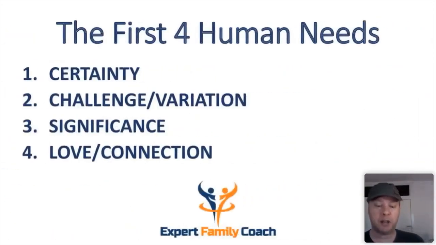So let's now look a little bit more closely at the first 4 needs: certainty, challenge or variation, significance, and love and connection. These are the 4 needs that I always explain to the parents, because this will explain why their children are presenting this challenging behavior, or why they themselves as parents are presenting the challenging behavior, or why their partner is behaving in a certain way. This will give a lot of clarity.